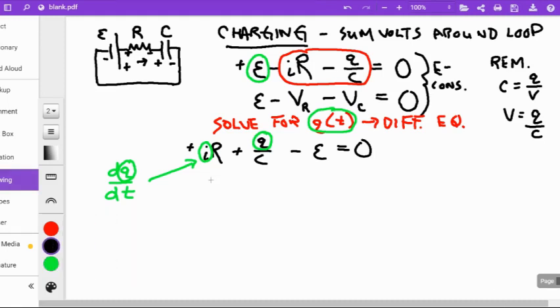The next thing I'm going to do is take the I, I'm going to divide both sides by R. So if I do that, I get rid of the R in the first term, but I end up with 1 over RC in the second term. See what happened there? I'm writing it out in front. And then I have to divide the EMF by R on this side. And that's all equal to 0.